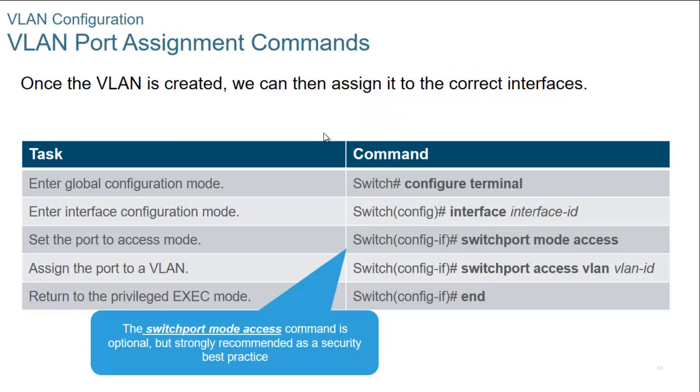Once the VLAN is created, we can then assign it to the correct interfaces. So again, go into the global configuration mode, type the interface you want to assign to that VLAN, and then set the port to become access mode using the command switchport mode access. Now, this command is optional, but it is strongly recommended as a security best practice. Now that we have made this interface into an access interface, we have to assign it to the VLAN, using the command switchport access vlan, and then the VLAN ID that we want to assign this interface to.